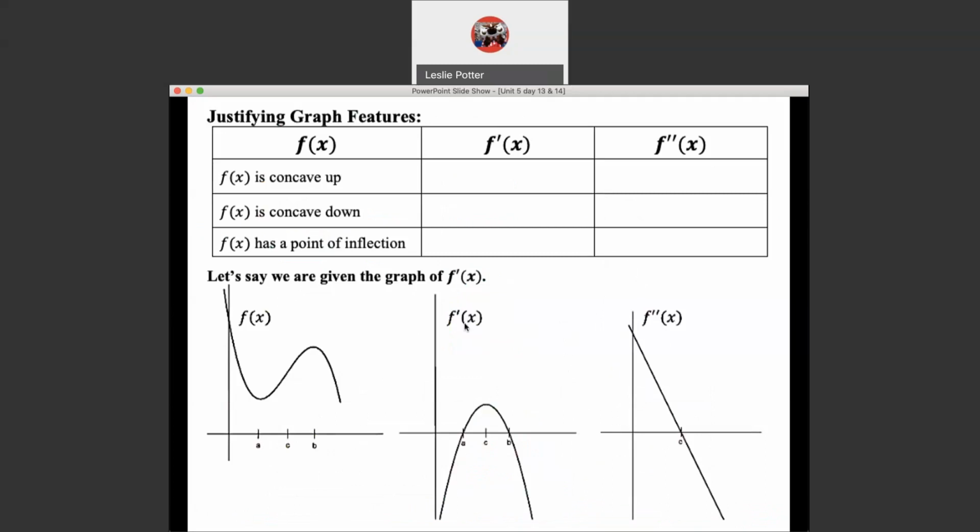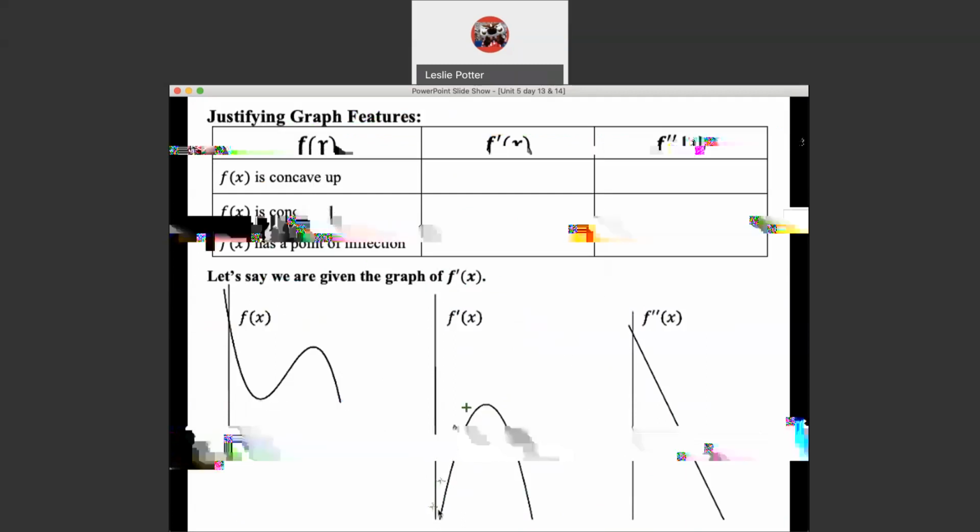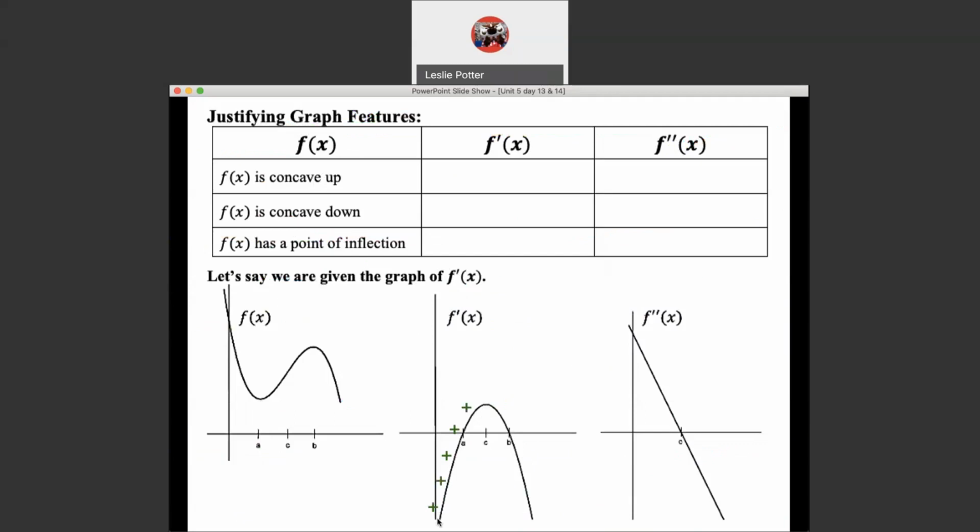Okay, so let's say we are given the graph of f double prime here. And let's say we want to talk about some concavity and points of inflection. So if we notice that we have f prime here, and f prime itself is increasing from this beginning point here up to location C. If we drew tangent lines here, they would have positive slope.